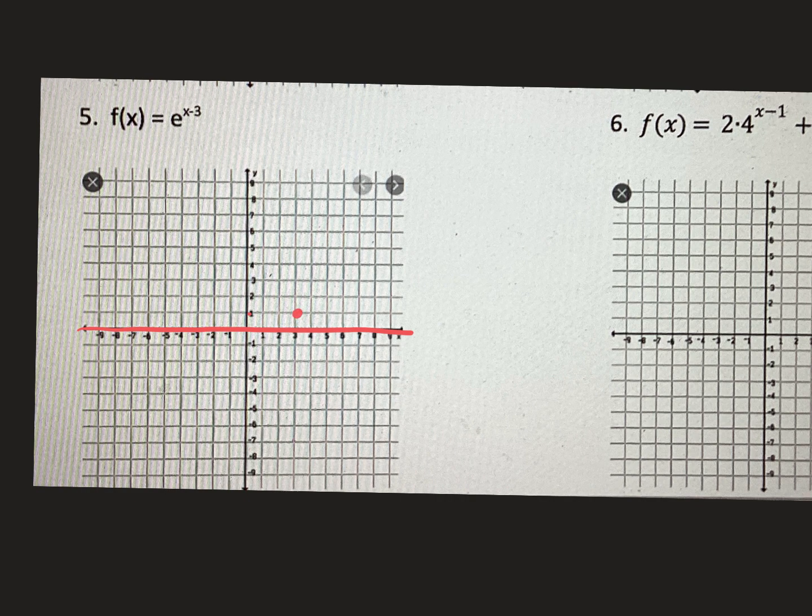Again, I'm going to plug in 1 to the right of that, which is 4. So I'm plugging in 4. And e to the first power is 2.71828. So it's about right there. Need to see those 2 points. Connect the dots. You got it.